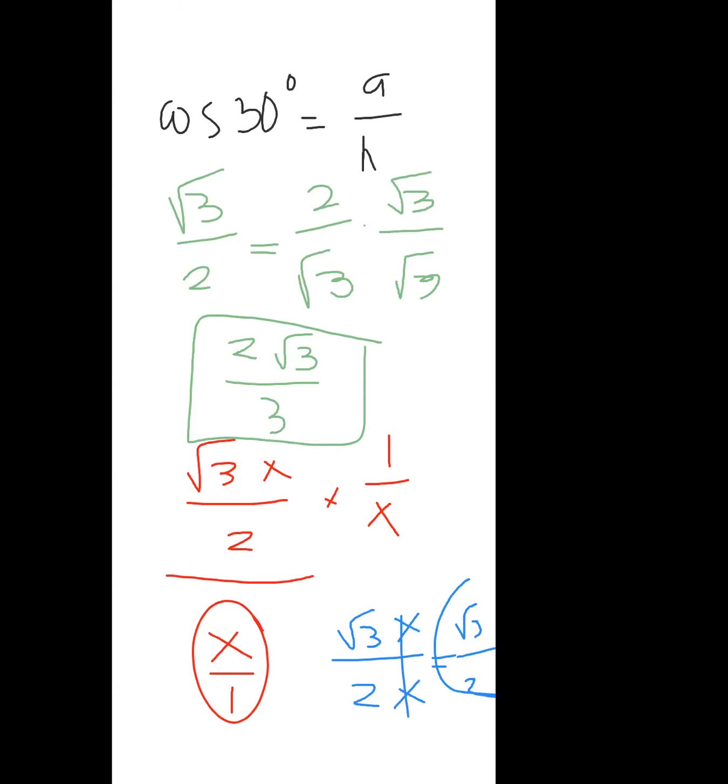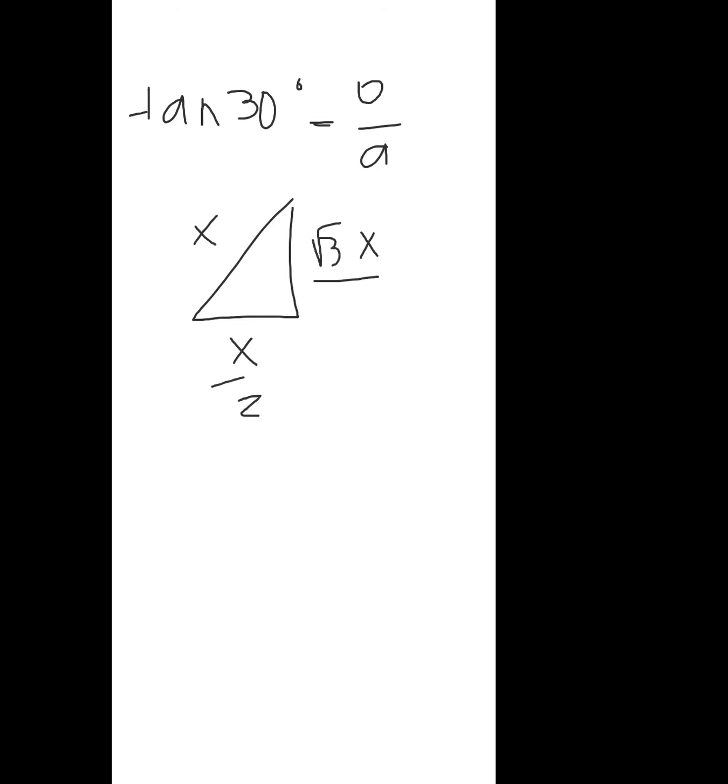Dito may error sa book. We have tangent 30 degrees. At ang ating tangent ay OA, diba? Kasi SOHCAHTOA. So we have opposite over adjacent. And ito ulit yung ating triangle. So we have x over 2 and then x and square root of 3 and x over 2.